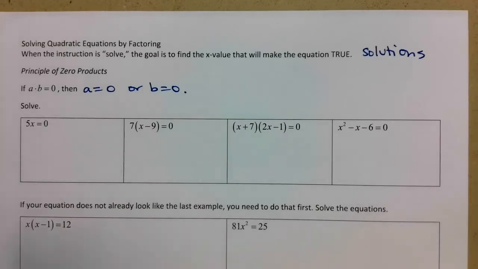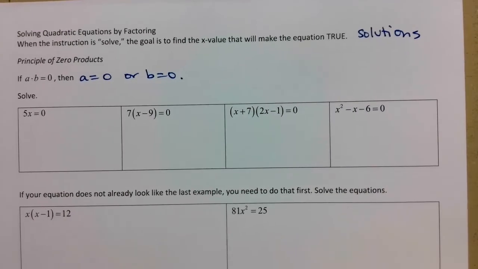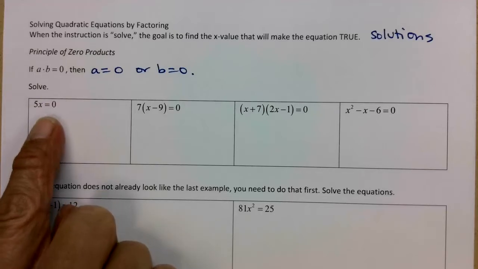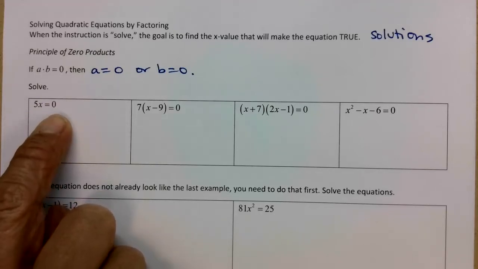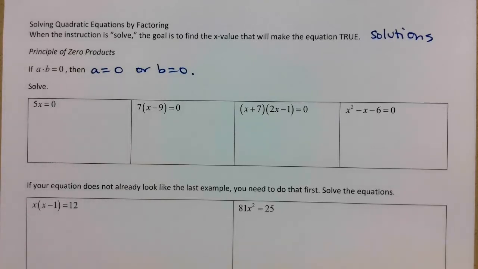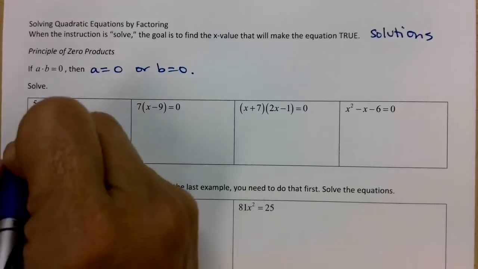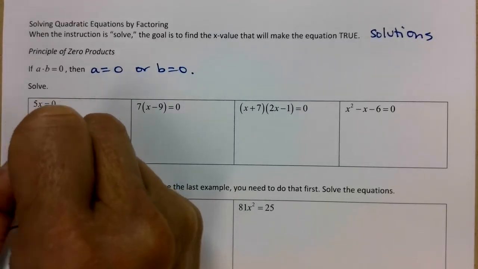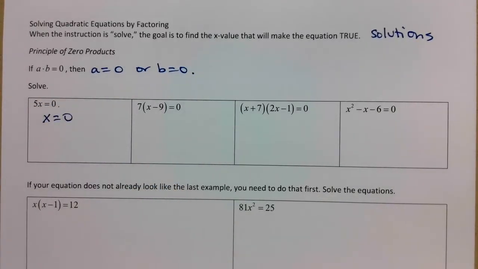Okay, so I have this path that I like to take my students along. If 5x is 0, what does x have to be for this to be true? Well, 5 is not 0, so that's not the 0. That means the x has to be 0. It's the only way I can get a product equal to 0.